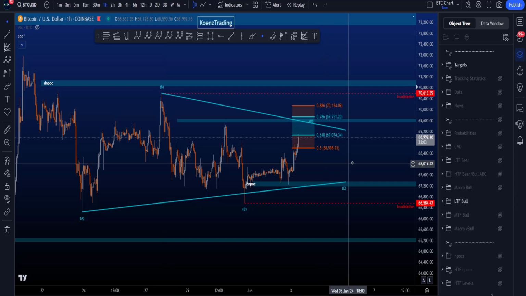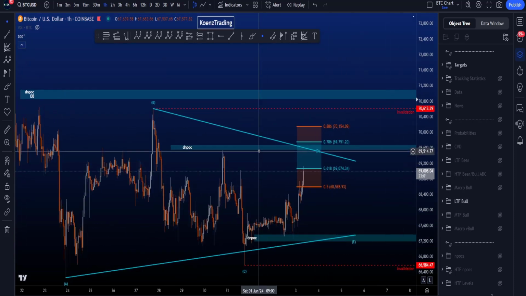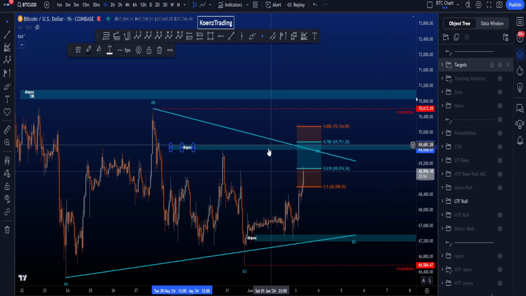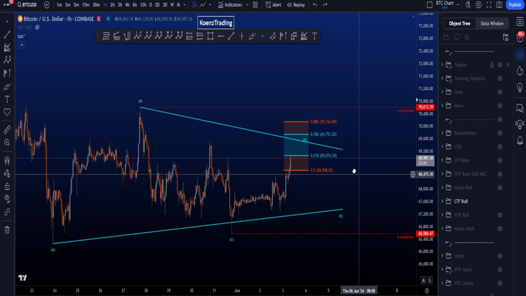In this target area, we have some additional resistance, which is the blue box here, between 69.5k and 69.7k. If price can pass this resistance, it will increase the probabilities to move to the invalidation, sitting at 70.6k.